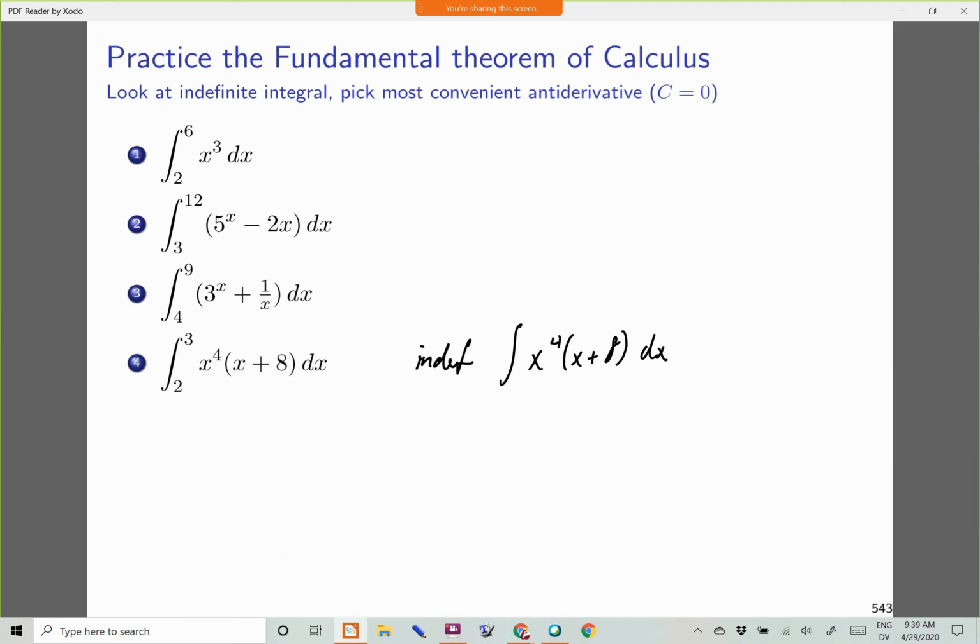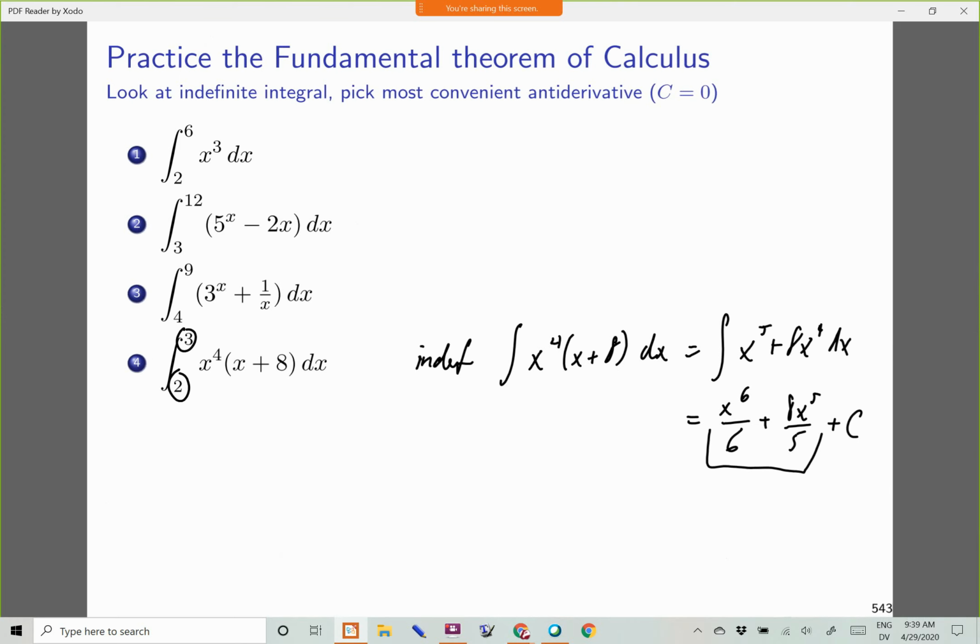How do we do this antiderivative? Well, I would say you first distribute the x to the fourth. So x to the fifth plus 8x to the fourth dx. And then you can anti-differentiate each of the terms separately: x to the 6 over 6 plus 8x to the fifth over 5 plus c. And then this is the antiderivative I'd use and plug in 3 first and then 2 next.